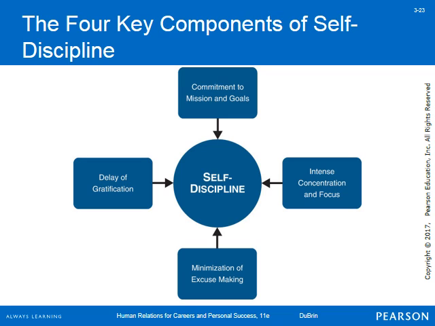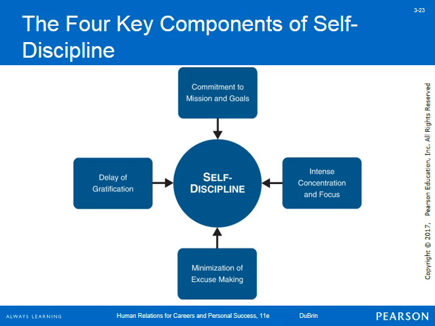The 4 key components of self-discipline. This is located in your book, and it is on, I turned my page here, it is on page 77. Self-discipline, you need to commit to the mission and goals. You need to use intense concentration and focus to commit to those mission and goals.